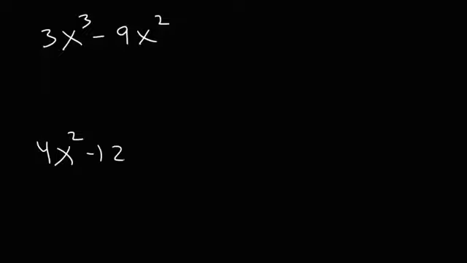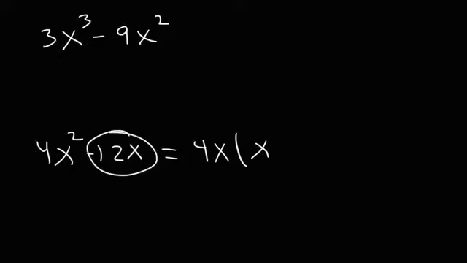Let's try two similar problems. Let's factor 3x cubed minus 9x squared, and also 4x squared minus 12x. So with the one on the bottom, we need to take out the GCF. We could take out a 4 from 4 and negative 12, and we can also take out an x variable because they both contain it. 4x squared divided by 4x is x. Negative 12x divided by 4x is minus 3. So that's how we can factor that expression.